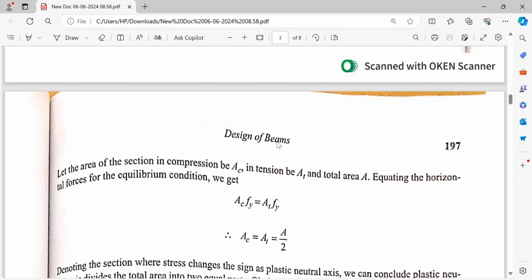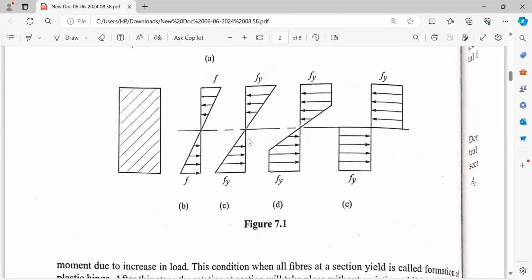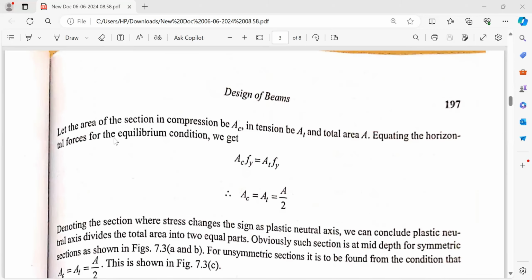Now, what is the area in the compression zone and the tension zone? It may be a rectangular beam or I section, or channel section, or any irregular cross section of the beam. So what is the area of compression and what is the area of tension that we will consider? Let the area of the section in compression be AC, above the neutral axis, and the area of the section in tension be AT, and A is the total area. Equating the horizontal forces for the equilibrium condition, we get compression area into stress in the compression.